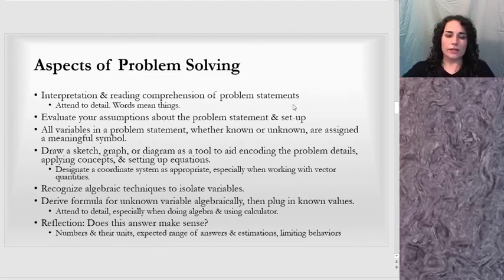Okay. Recognize algebraic techniques, isolate variables. We may recognize that it's a quadratic equation, or we need to solve linearly, etc. Right? Derive a formula for unknown variable algebraically. This will be challenging for some people because until you get used to symbolic representation, your mind prefers to see numbers. Numbers have anchored meaning in our brains. As you evolve with symbolic representation, all right, let me give an example.